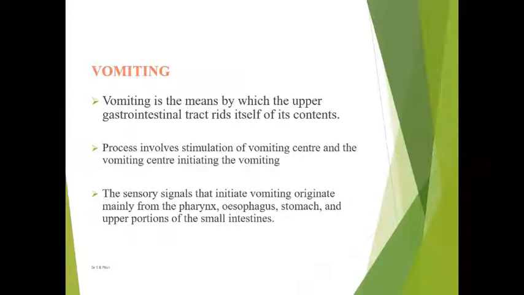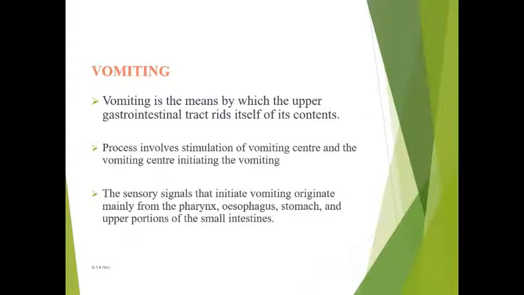So the process involves stimulation of the vomiting center, and the vomiting center initiating the vomiting reflex itself. So there are centers in the brainstem that are responsible for vomiting. Once there are stimuli that are stimulating the vomiting center, those stimuli can initiate vomiting. The sensory signals that initiate vomiting originate mainly from the pharynx, the esophagus, the stomach, and the upper portions of the small intestines.